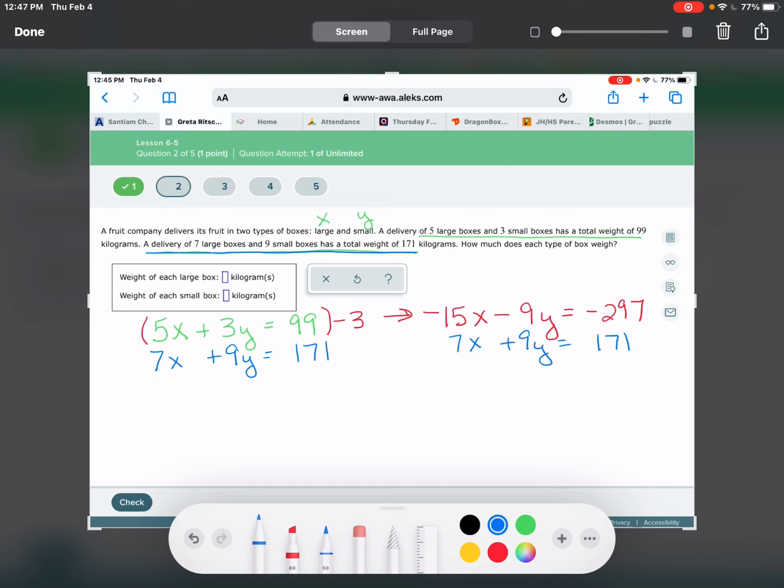I'm ready to add those together. These guys will cancel, which is really cool. And this will be negative 8x equals, I have negative 297 plus 171, which gives me negative 126 divided by negative 8.